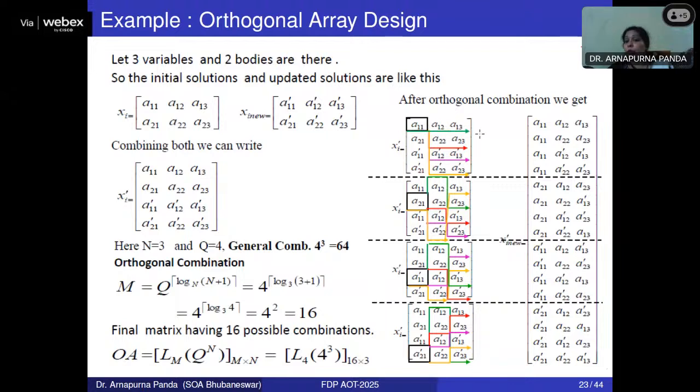A11 is combined with A12 and A13. Then A11 is combined with A22 and A23. Then A11 is combined with A12 dash and A13 dash. Then A11 is combined with A22 dash and A23 dash. When A21 is combined with A12, it cannot be combined with A13 because A12, A13 is already combined. So A21 is combined with A12, then A23. My fifth combination is A21, A12 and A23. Similarly, A21 is combined with A22, but A22 cannot be combined with A23. It can be combined with A13 dash. So the next combination is A21, A22, and A13 dash. Similarly, I have to find the 16 best combinations.